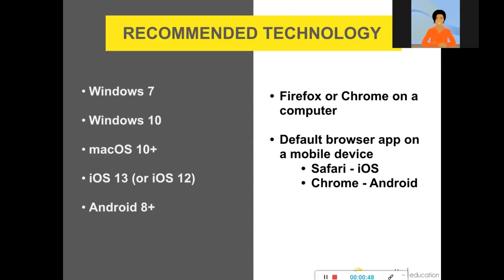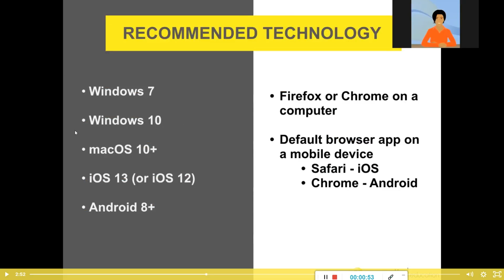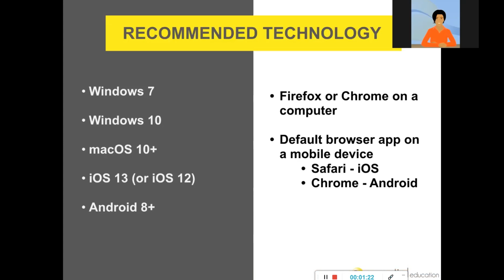Right here you see recommended technology. For a PC, laptop or desktop, you see Windows 7 or Windows 10. No problem, most people would probably be on Windows 10. For a Mac, laptop or desktop, you're going to have Mac OS 10 plus, meaning 10 or greater. For an iPhone or an iPad, iOS 13 or iOS 12. And for an Android tablet or phone, Android 8 or greater. Basically, anyone's computer, tablet, or phone is pretty much going to have these specifications. It's not really something you have to worry about a whole lot.